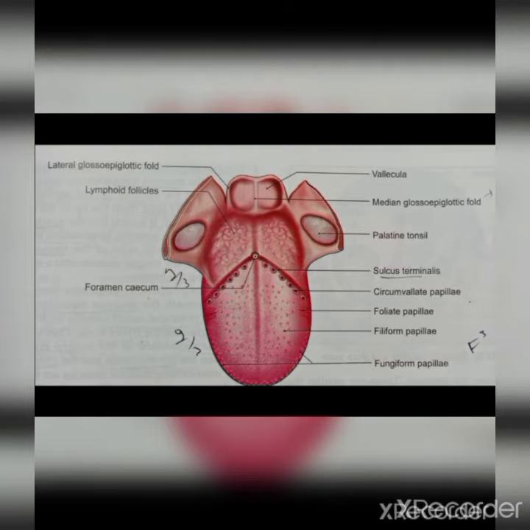Friends, let's talk about the papillae of the tongue. Remember, friends, papillae are the projections of mucous membrane which give the anterior two-thirds of the tongue its characteristic roughness. These are of the following types, friends: one is the circumvallate papillae over here, and foliate papillae, filiform papillae, and fungiform papillae. Let's discuss one by one.